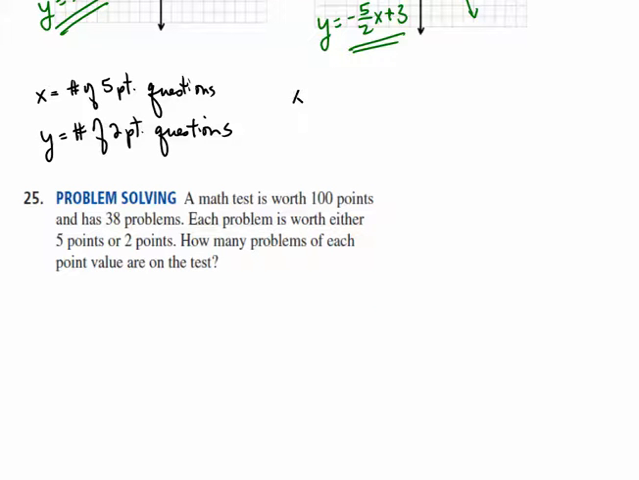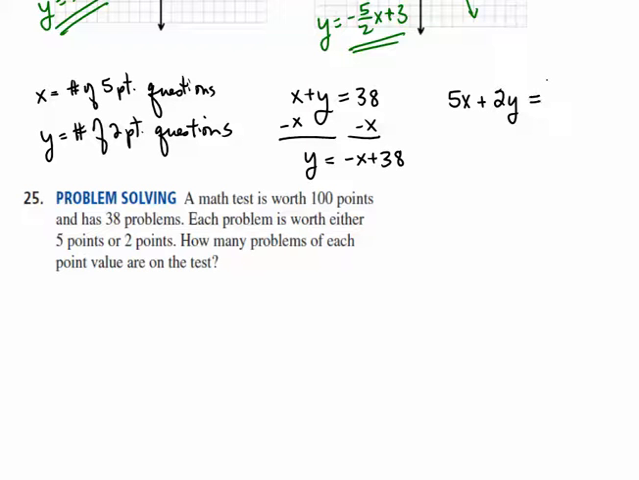So one thing we know is that X plus Y, the number of 5-point questions and the number of 2-point questions, has to equal 38. Again, we can solve this as we've done for other types of questions like this by isolating the Y. Y is equal to negative X plus 38. Second, we know that if X is the number of 5-point questions, then 5 times the number of 5-point questions plus 2 times the number of 2-point questions has to equal 100 points total.